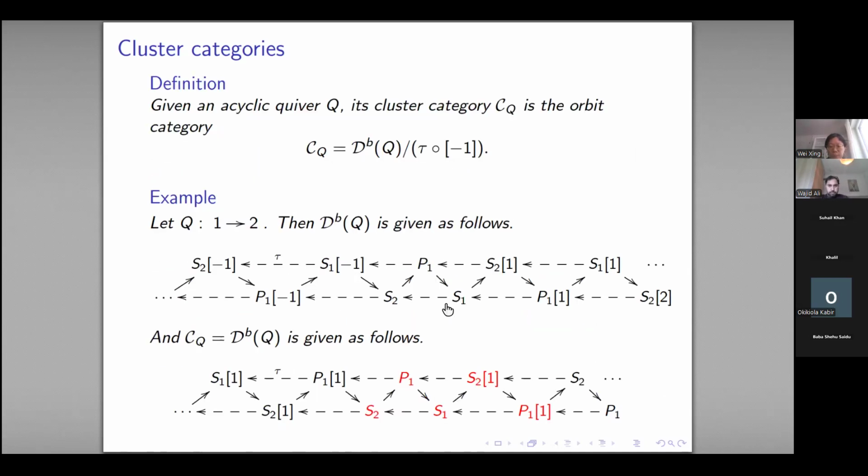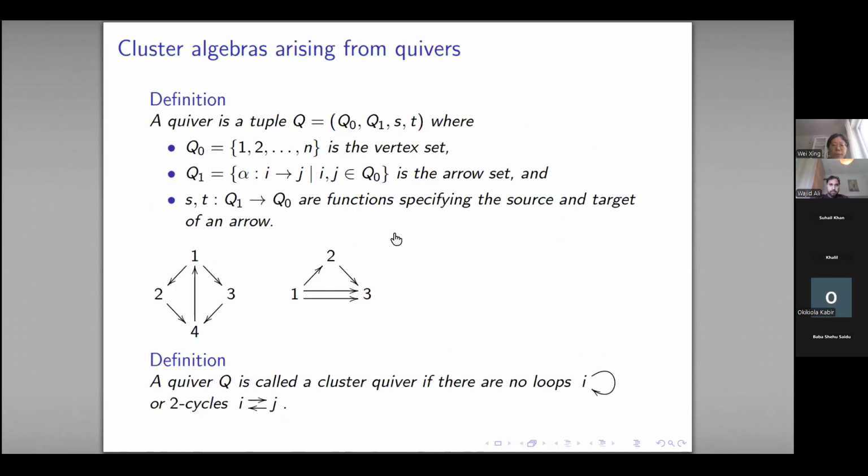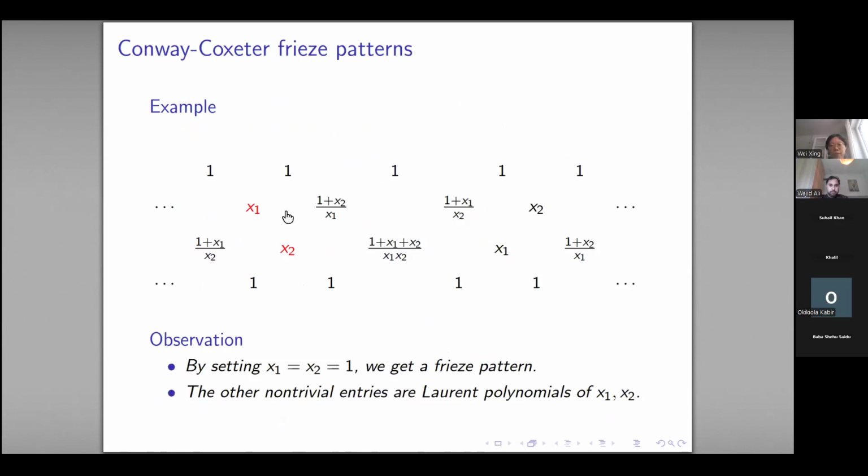And moreover, remember that in the fundamental domain, these 5 objects will be our fundamental domain. And remember that we have a cluster from before, and then we can do mutations to get all the other ones. Or if you use the language of the lightning bolt, we have the lightning bolt here, consisting of x1 and x2. And by mutation, we get all the other entries.